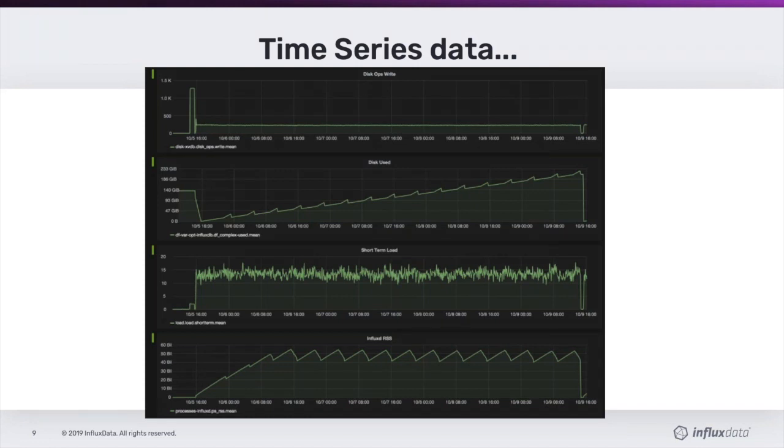This is one of the more common uses we see for time series data. This is looking at disk op writes. We're looking at what percentage of the disk is being used. We're looking at a short-term load on the disk. This is what you see as you're monitoring your system: how things are performing and what's happening over time.